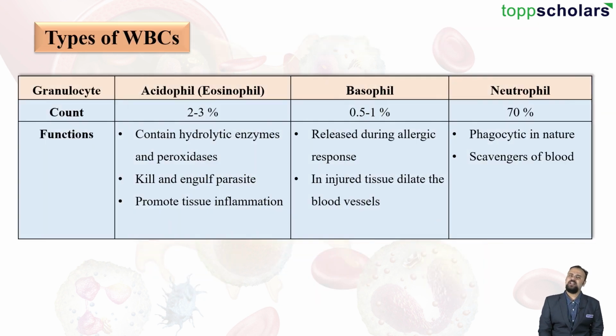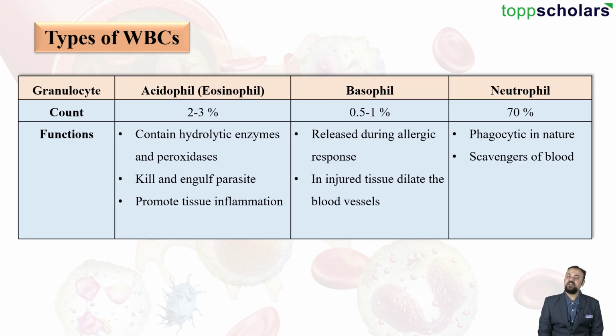Moving on, students, let us further see certain other features of granulocytes. The count of acidophils is 2 to 3% of the total WBCs. Basophils are only 0.5 to 1%, whereas neutrophils are the largest in number, as many as 70%. Acidophils perform the function of killing and engulfing parasites. They contain hydrolytic enzymes as well as peroxidases, and they also promote tissue inflammation.